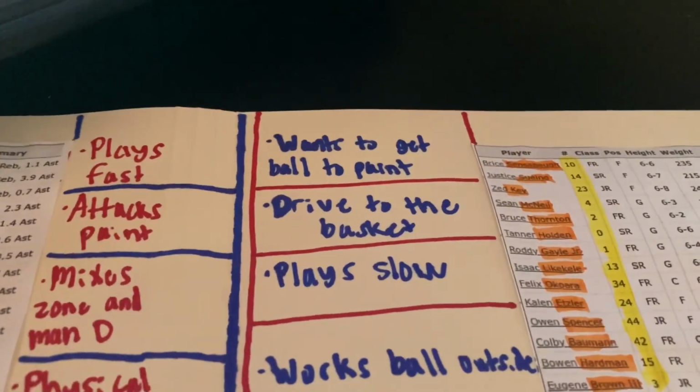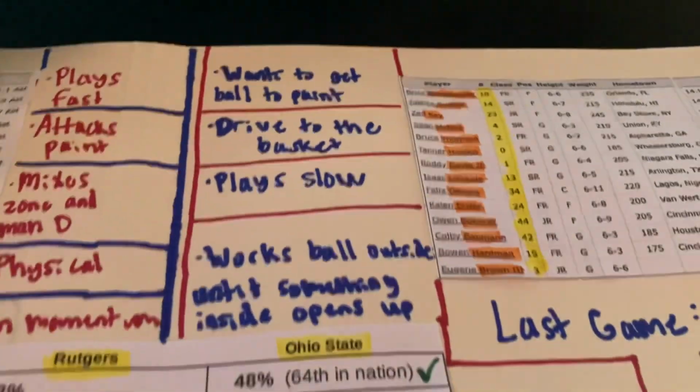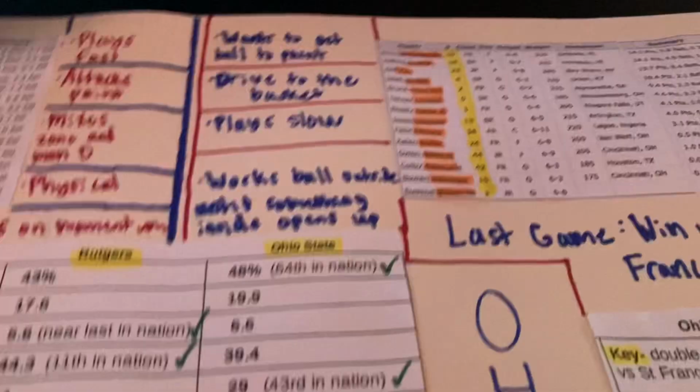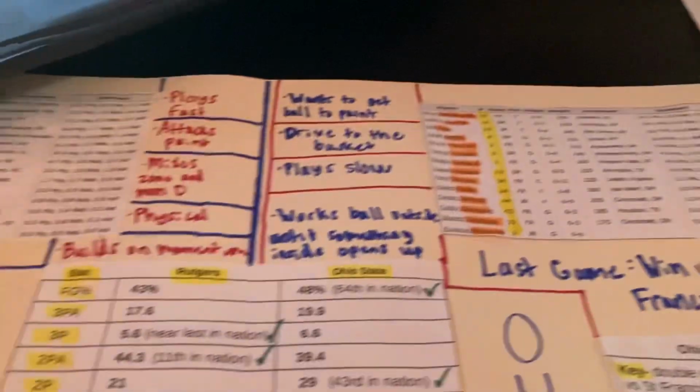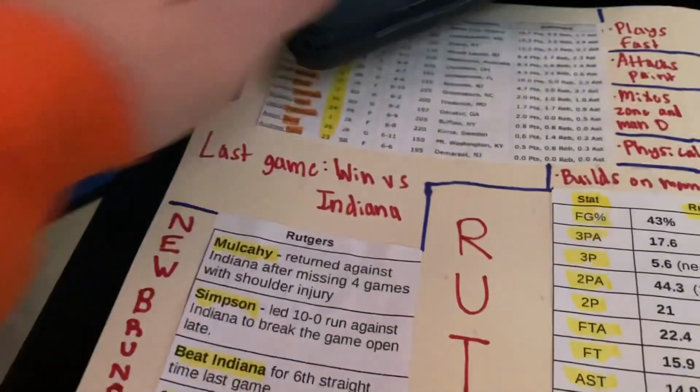Ohio State, they're going to play slow. They want to get the ball in the paint. 2 teams similar like that. They drive to the basket, and they work the ball outside until something will open up inside. So there you go. Over here, we got last game notes.